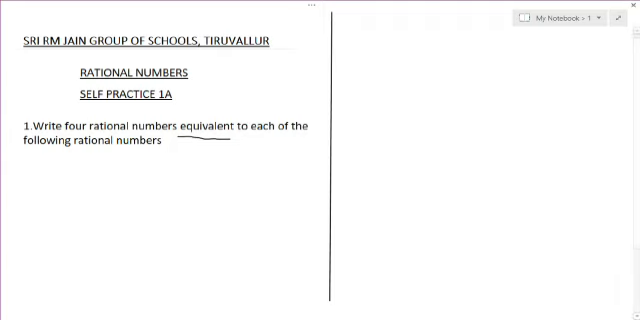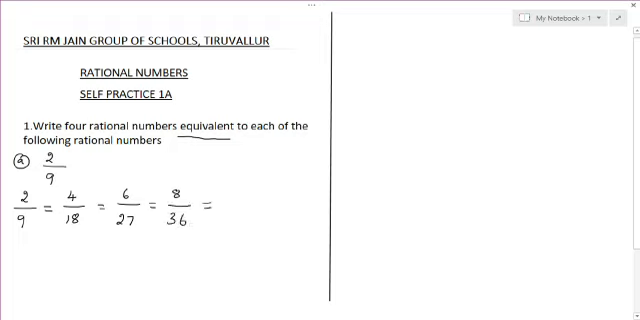Your first question here is 2 divided by 9. 2 is the numerator, 9 is the denominator. I am going to multiply this rational number with 2, which will give me 2 2s are 4, 9 2s are 18. I am going to multiply it with 3: 2 3s are 6, 9 3s are 27. With 4: 2 4s are 8, 9 4s are 36. With 5: 2 5s are 10, 9 5s are 45. They have asked you 4 rational numbers, so I have multiplied till 5.